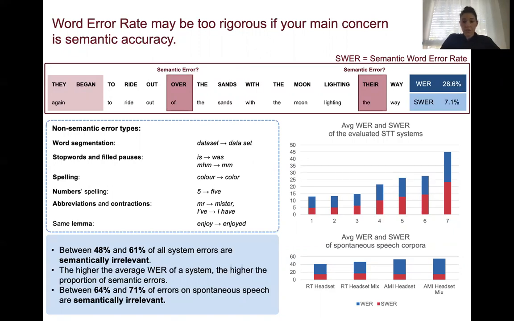The results you can see on the left in the charts, and the conclusions were that between 48 and 61% of all system errors are semantically irrelevant. For spontaneous speech, these numbers were even higher.